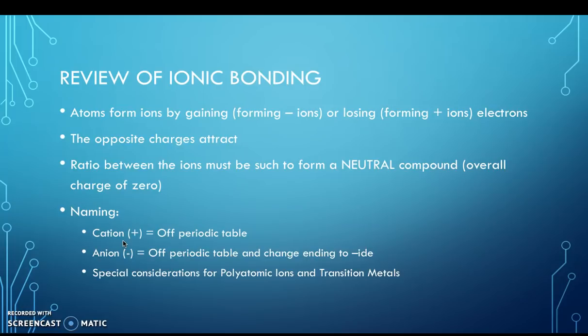When we name ionic compounds, we name the cation, the positive thing, right off the periodic table. The anion, the negative, we name off the periodic table and then change the ending to -ide. There are some special considerations for polyatomic ions and transition metals, so if you need to review those, go back and take a look at your Matter D notes from level 4.